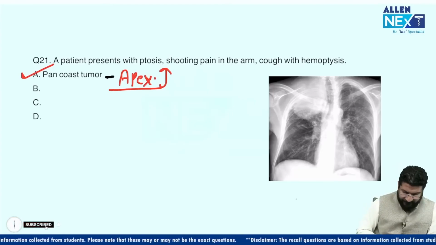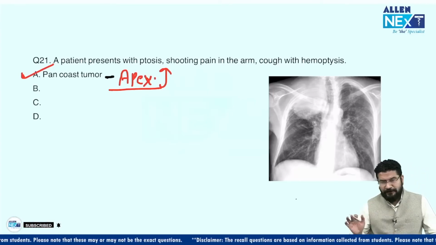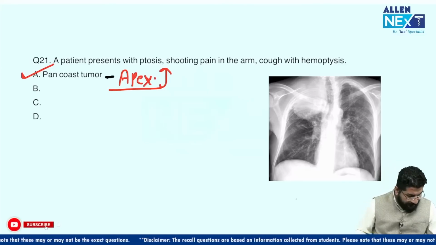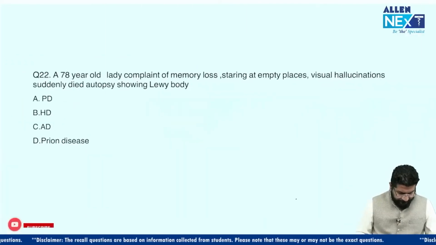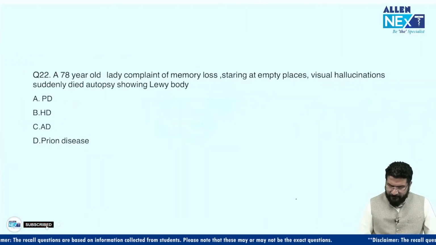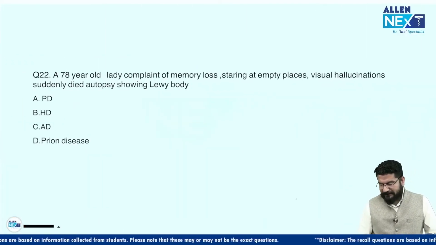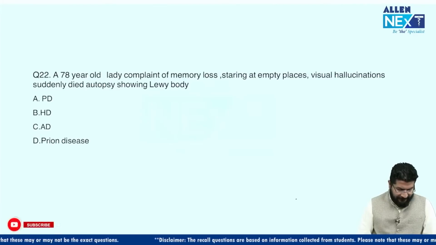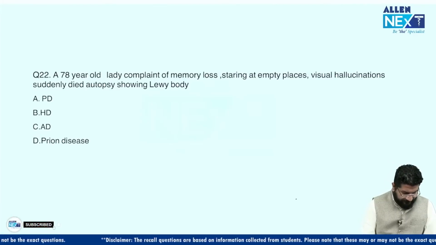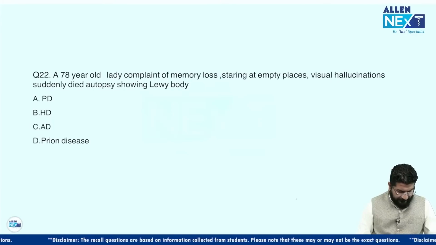I could not get the exact MCQ, so if you have other input, share it, but the answer for this question is a clear-cut MCQ, Pancoast tumor. Clear? Okay, next one. A 78-year-old lady complained of memory loss, staring at empty places, visual hallucination. Suddenly died. Autopsy showing Lewy bodies. So what is the answer? Try to answer this question. What do you think?